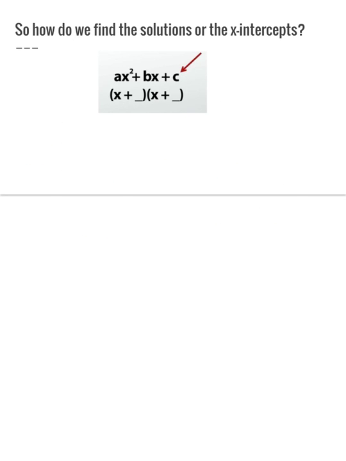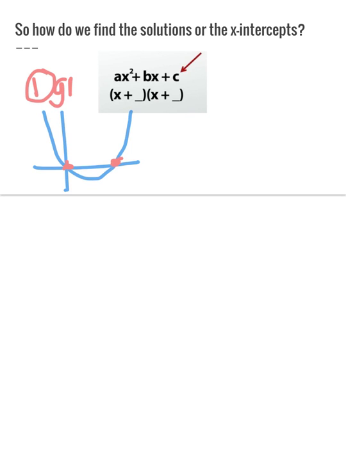So how do we find the solutions or the x-intercepts? When you have a graph of a quadratic function, you can look at the graph and find, oh, this is the solution or the x-intercept. So that's the first option. How about when we are just given the equation in standard form? What if we just have this form? Then we're going to factor.